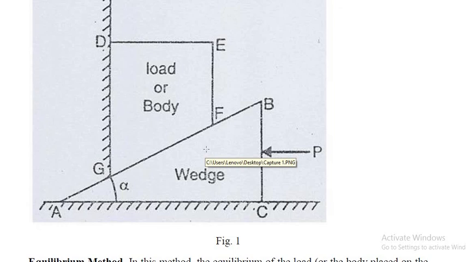So this is all about wedge friction. Wedge friction is useful for lifting heavy loads. Here it is shown as triangular, but it can be used for a trapezoidal shape also. So this is very helpful for lifting a body over small vertical distances.